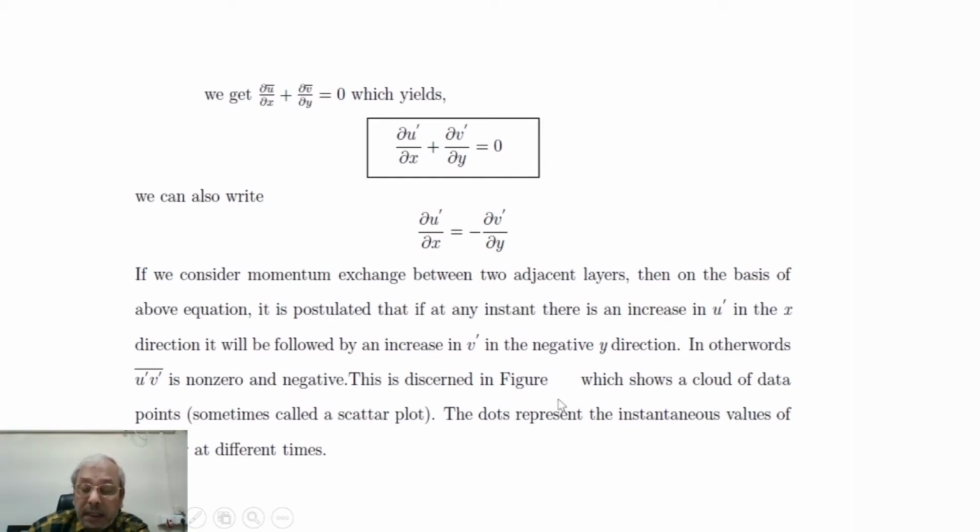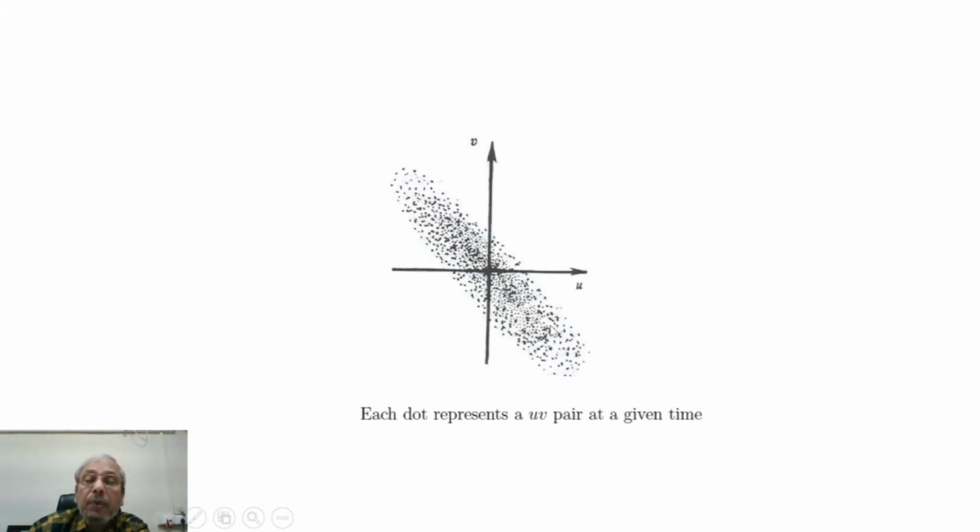This is discerned in the next figure, which shows a cloud of data points, sometimes called a scatter plot. The dots represent the instantaneous values of the u, v pair at different times. So for some u, we get some value of v. If we plot that dot at one instant, and at another instant whatever is the u value with the corresponding v value, and keep on plotting that, this is called a scatter plot. At every instant we can measure u and the corresponding v, and then we plot this. So the plot will look like this.